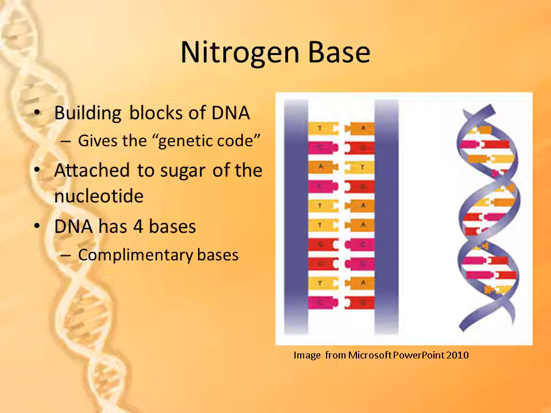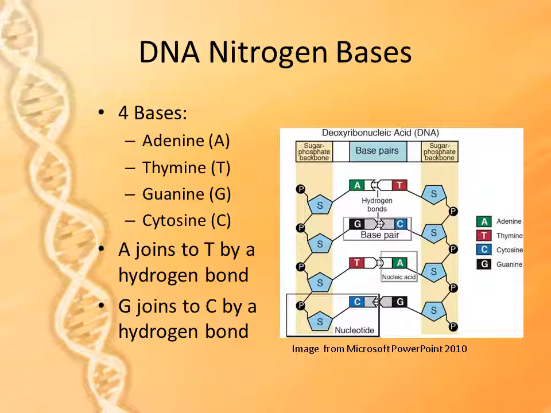And that's very, very important when we deal with DNA replication. We'll talk a little bit about that when we get to DNA replication. But it's important that we understand those bases are complementary to one another. So our 4 nitrogen bases that DNA has are adenine, which we'll remember by the letter A, thymine, which we'll remember by the letter T, guanine, which we'll remember by the letter G, and cytosine, which we'll remember by the letter C.